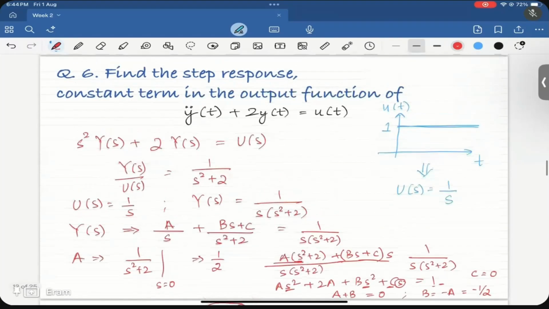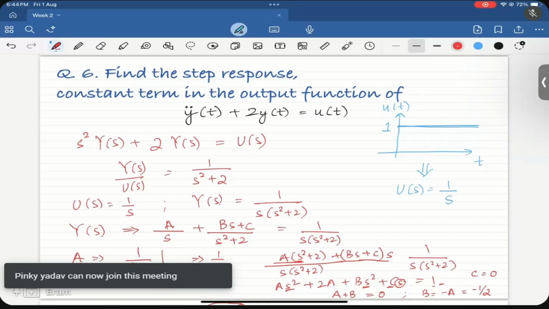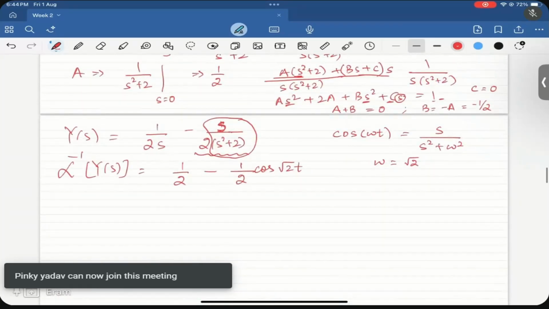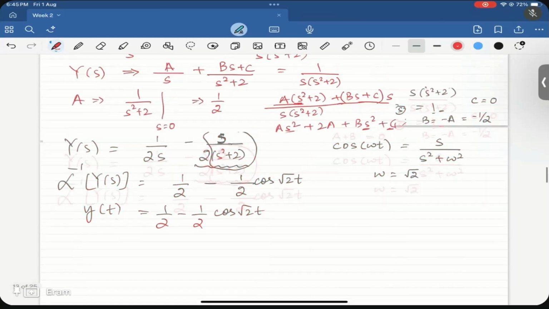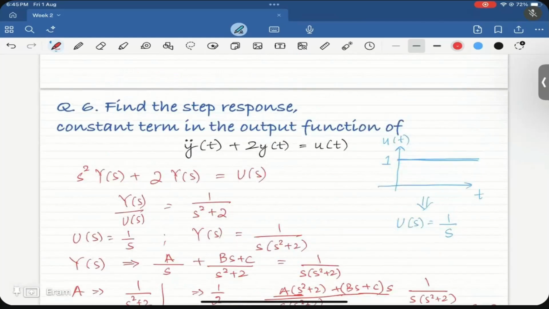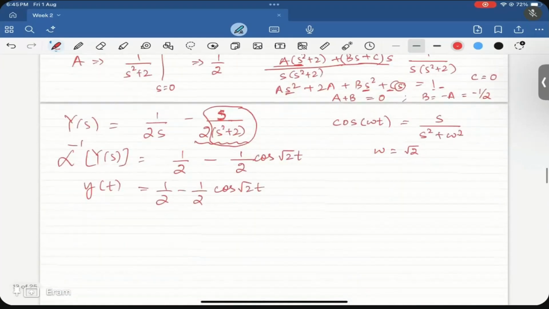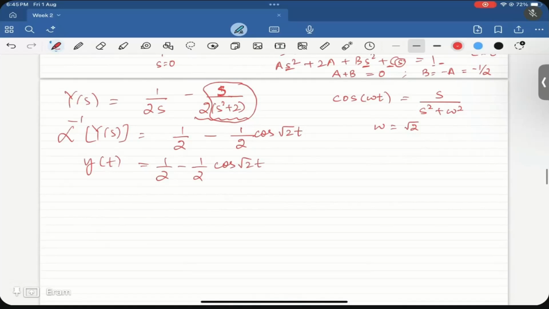So what do we need to calculate? We have to find the step response. So this is the step response: y(t) is 1/2 minus 1/2 cos(√2 t). What was the other part? What is the constant term in the output function? Just 1/2. So this term is constant, it is not varying with time. So the constant term in the response is 1/2.